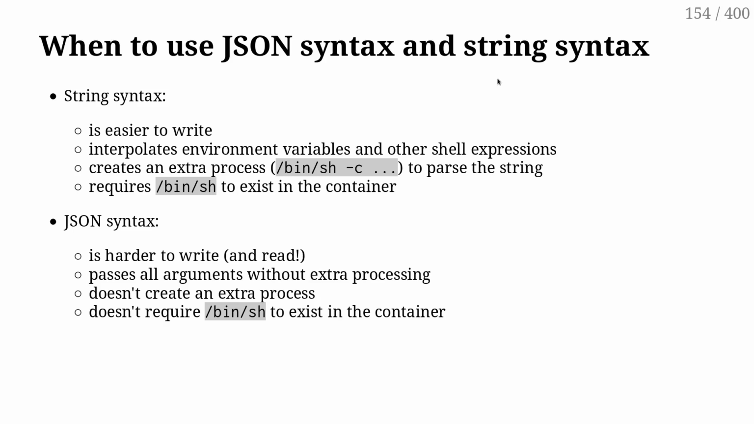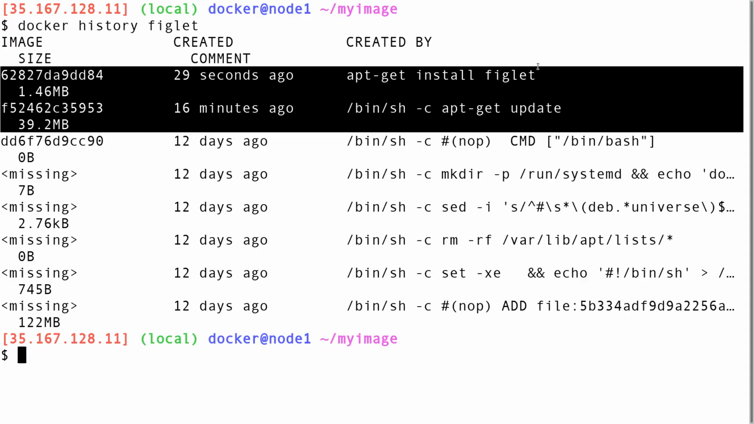This is because under the hood, when I use the JSON syntax, I'm telling Docker, this is exactly the program I want to run. This is apt-get with these parameters. So you just exec that right away. When I use the string syntax, I'm saying, okay, this is a vague string that I want you to pass to a shell, and the shell is going to expand variables and whatnot and execute that. So that's why in one case in the history you can see apt-get install figlet, exactly that. And in the other case you see /bin/sh -c apt-get update, because it took my string and wrapped that into a sh -c call.